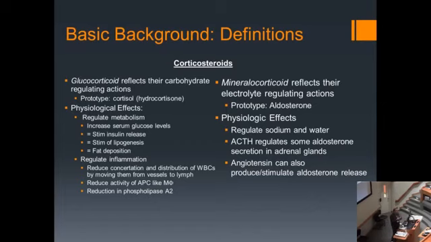In terms of regulation, we talked about how it can regulate sodium and water, and we've talked about how ACTH regulates some of the secretion in the adrenal glands. Also note, angiotensin can produce or stimulate aldosterone release. And so, again, another outcome of ACE activity is this enhanced aldosterone release. And so now you can see why an ACE inhibitor and something like spironolactone might work synergistically, okay?